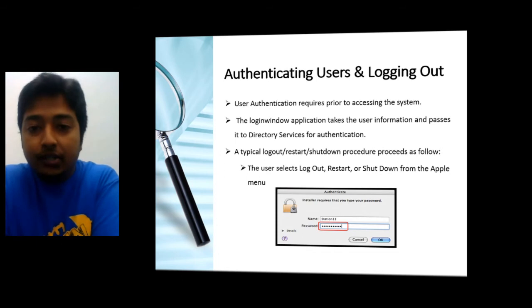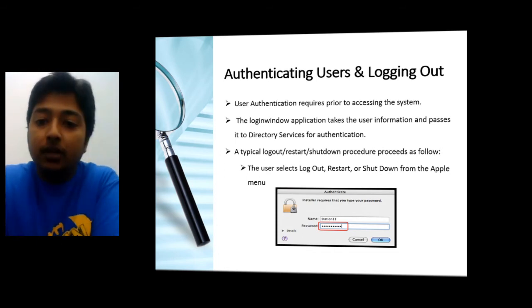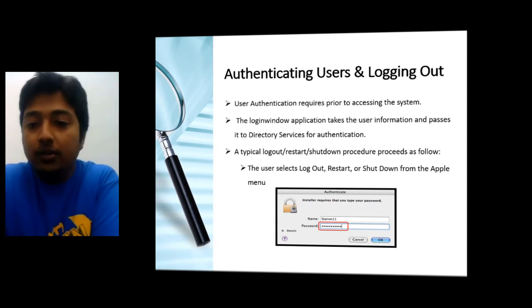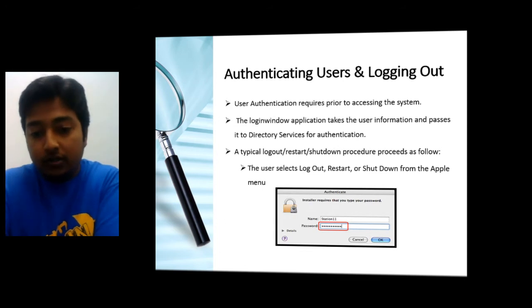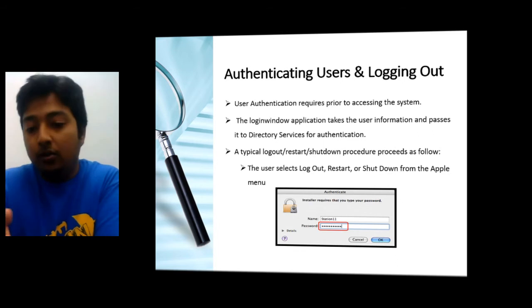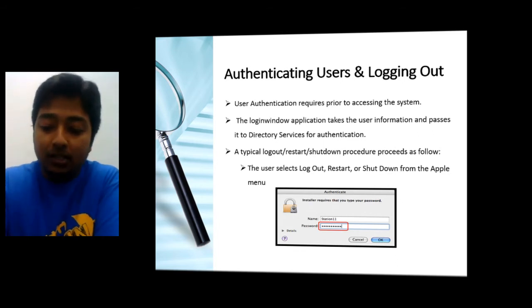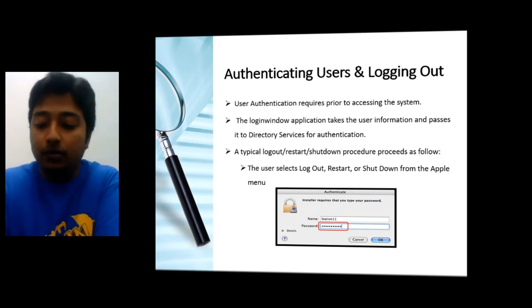Moving to the authentication, the user logging in. User authentication is required prior to accessing the system. The login window application takes the user information and passes it directly to the service for authentication. The typical login procedure proceeds as follows. The user first gives the username and then the password. If the password and the username do not match, the system will not authenticate the user to access the system. Otherwise, if the system matches the password and username, it will allow the authentication.